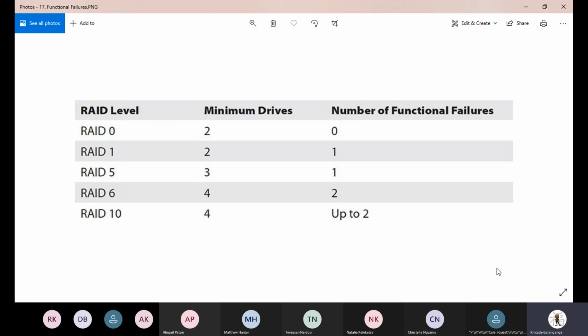10, which is interesting because just a couple of moments ago I was saying that it's normally incorrectly known as RAID 10. It's actually a combination of RAID 1 and 0 there. Those nested environments we were talking about earlier on, you've got a minimum of 4 drives and then up to 2 functional failures that you've got.